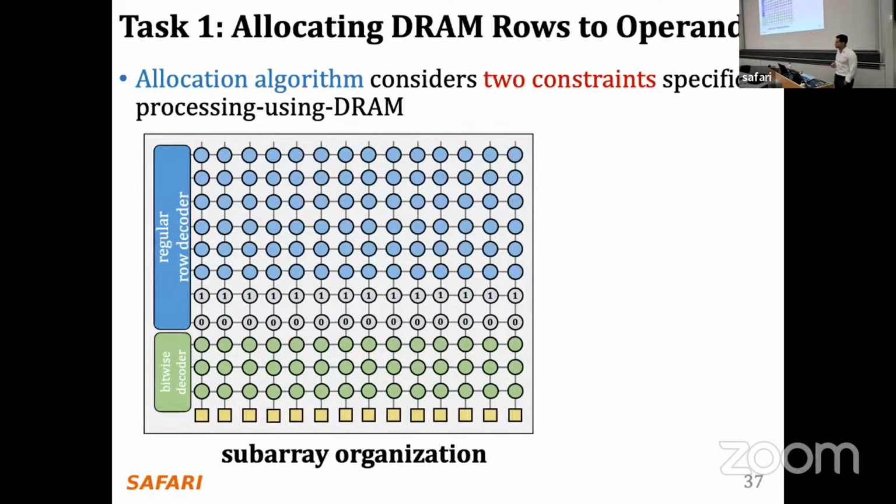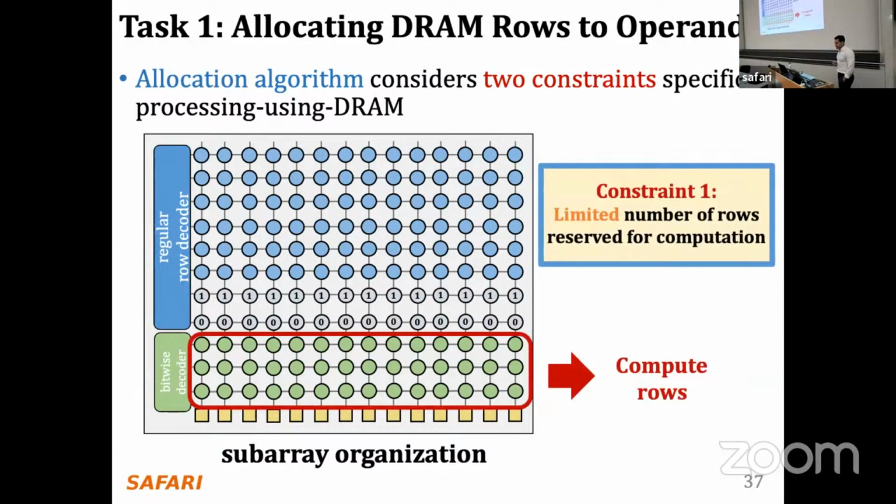Start with task 1, the allocation of DRAM rows to operands. To do that, we need to consider 2 main restrictions that we have for processing-using-DRAM architectures. These restrictions are actually engineering restrictions. They could be lifted if you are willing to pay the cost for them, at least for the first one; the second one is more fundamental.